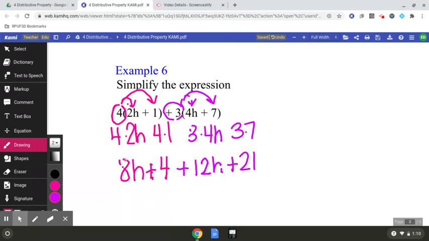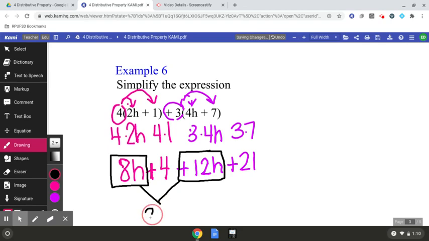So now, technically, we haven't learned how to combine things, so you're technically done. You've distributed, you've done the work that I've asked, but if you remember from last year, we have something called like terms here. So just to show you, we could combine anything that has the same letter. So 8h and 12h both have an h attached to them. So they are considered like terms, and we can add them together now to get 20h. And the same thing happens for 4 and 21. 4 plus 21 is 25.